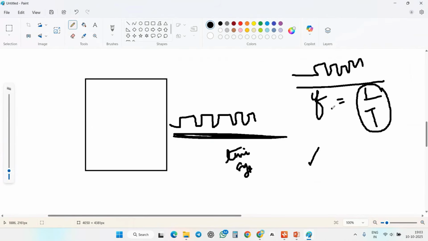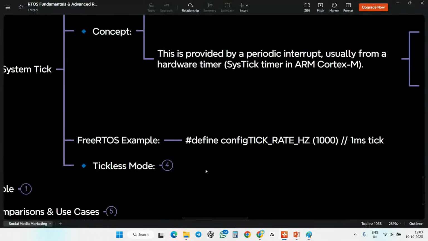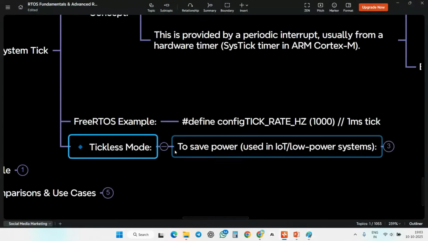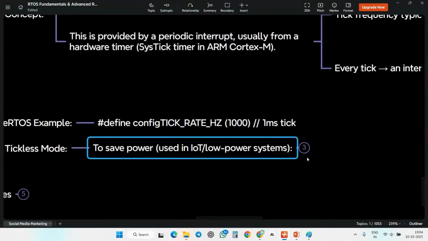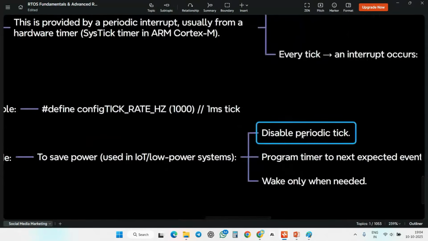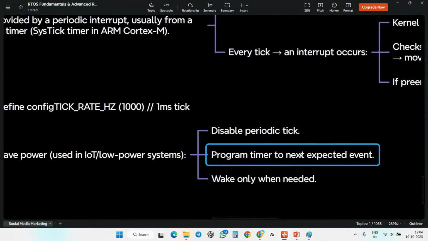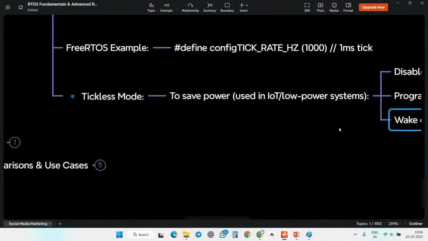Frequency is equal to 1 by T, because frequency is always inversely proportional to time. So use this time; you are going to be measuring your time as well as frequency. And in tickless mode, you can also save power, because you can disable the tick to save power.